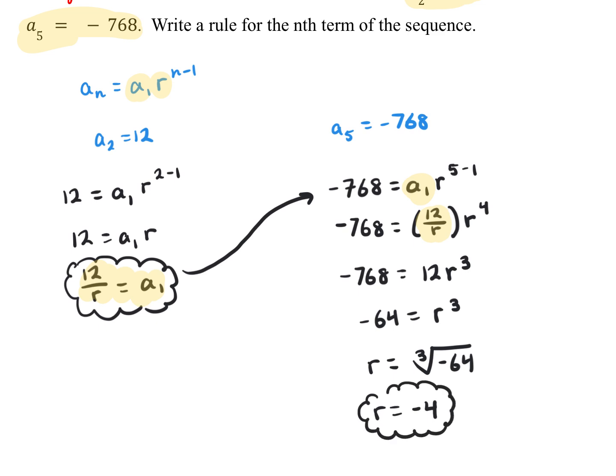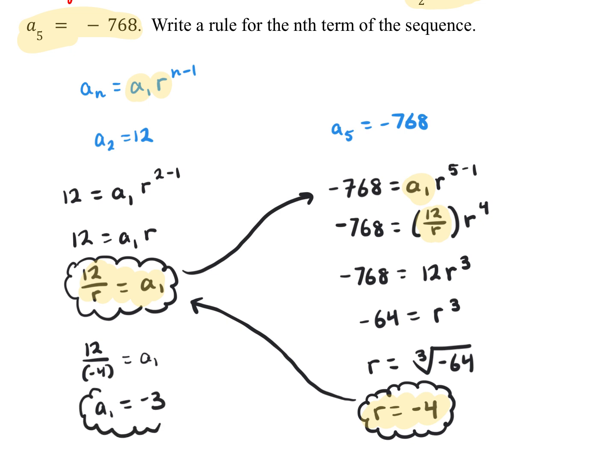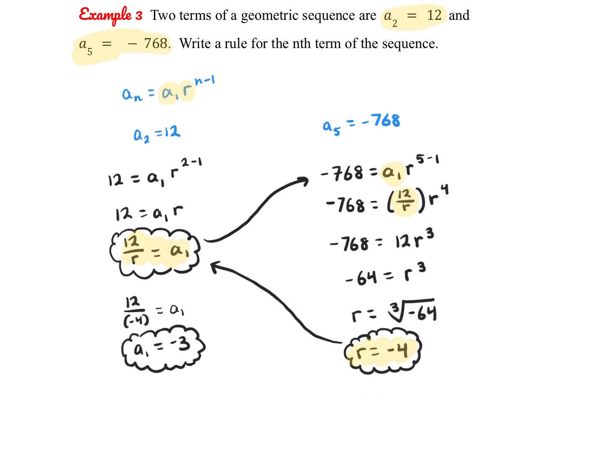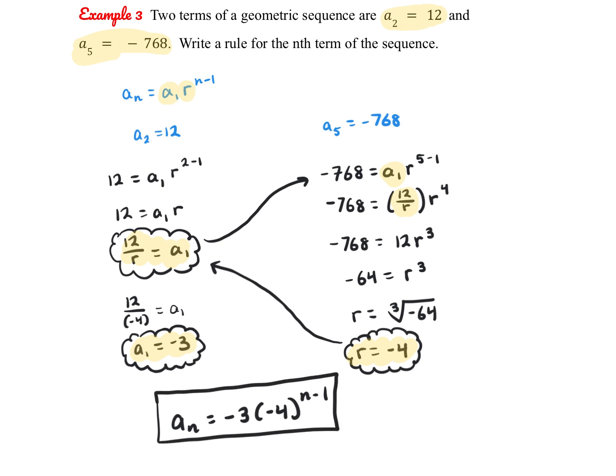So once you have your r value, we're going to take that and substitute it back to the other side right here to help me find a sub 1. So we have 12 divided by negative 4 equals a sub 1. So I see a sub 1 is negative 3. So now I have the two things that we need. I have a sub 1 and I have r. So I'm ready to make my rule. A sub n equals negative 3 times negative 4 to the power of n minus 1. There you go.